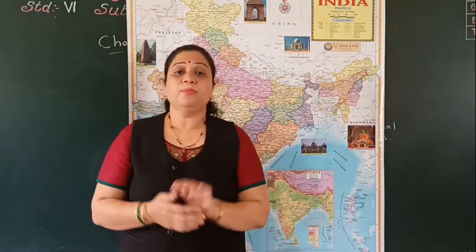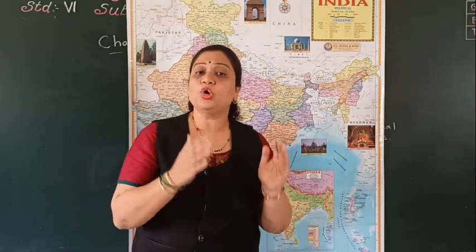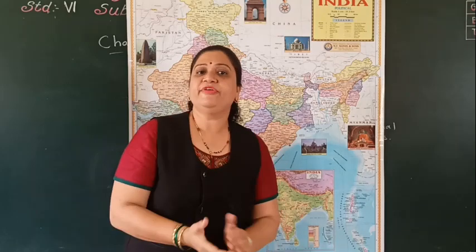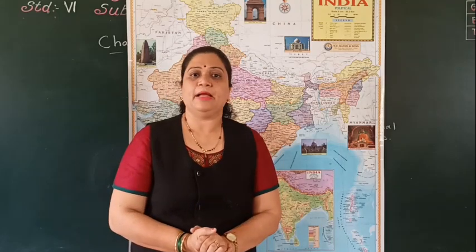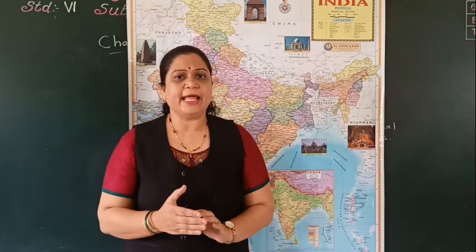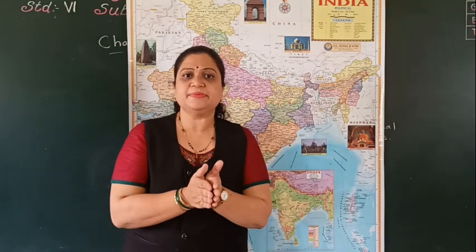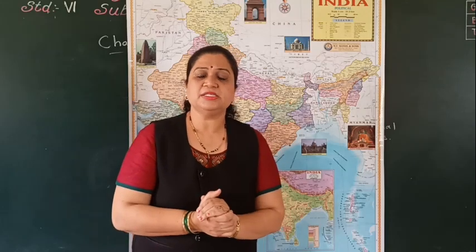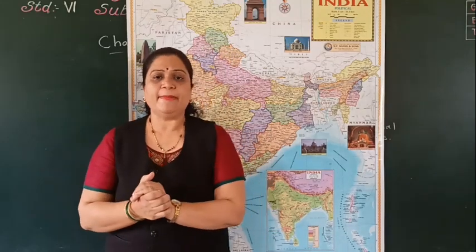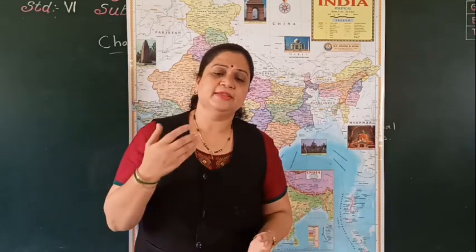Now the next thing, children: a book which contains the different types of maps is called an atlas. We have different types of maps, and one book is made which is called the atlas. So an atlas is a book of maps in which we can see the different types of maps.